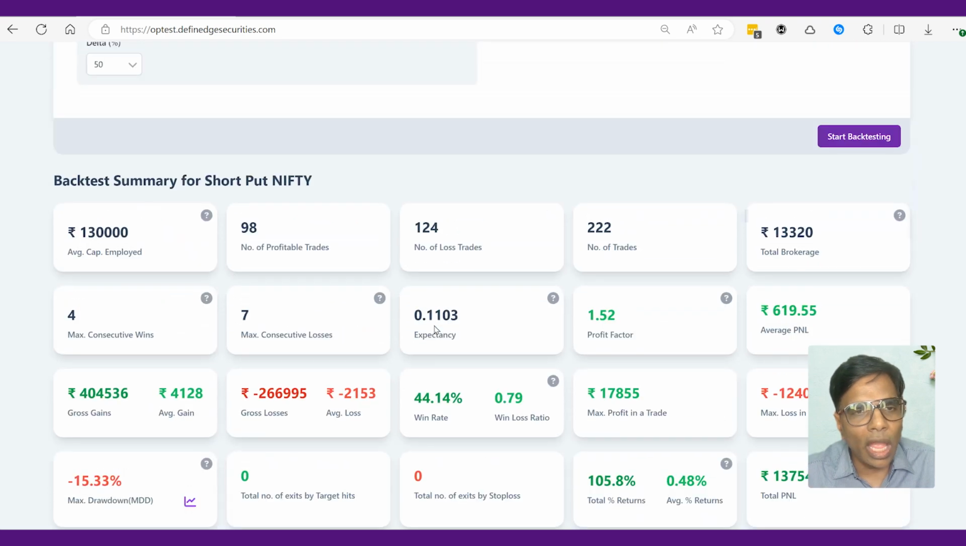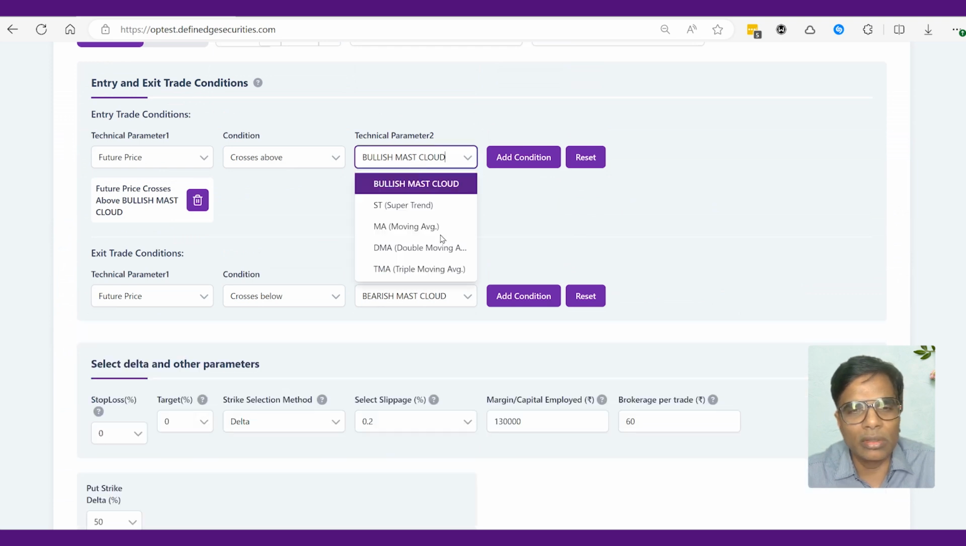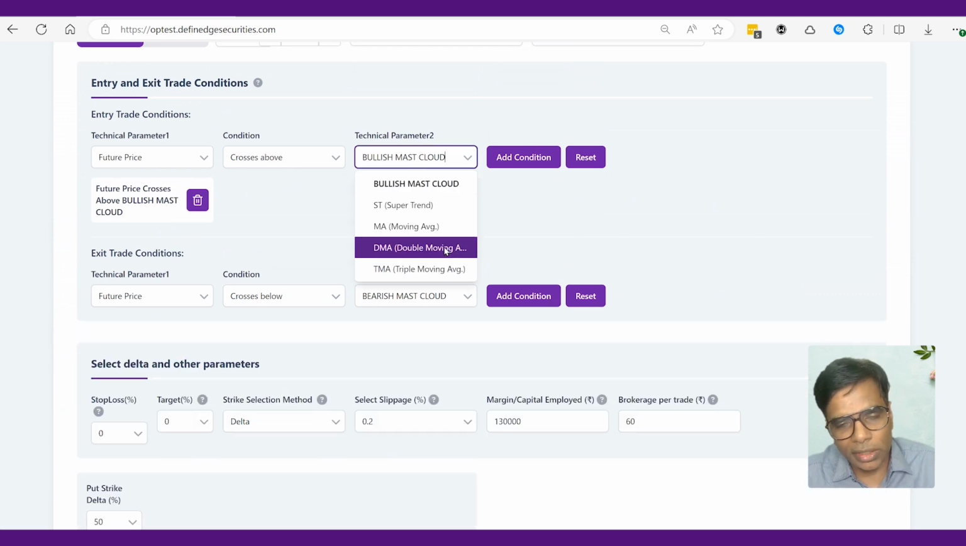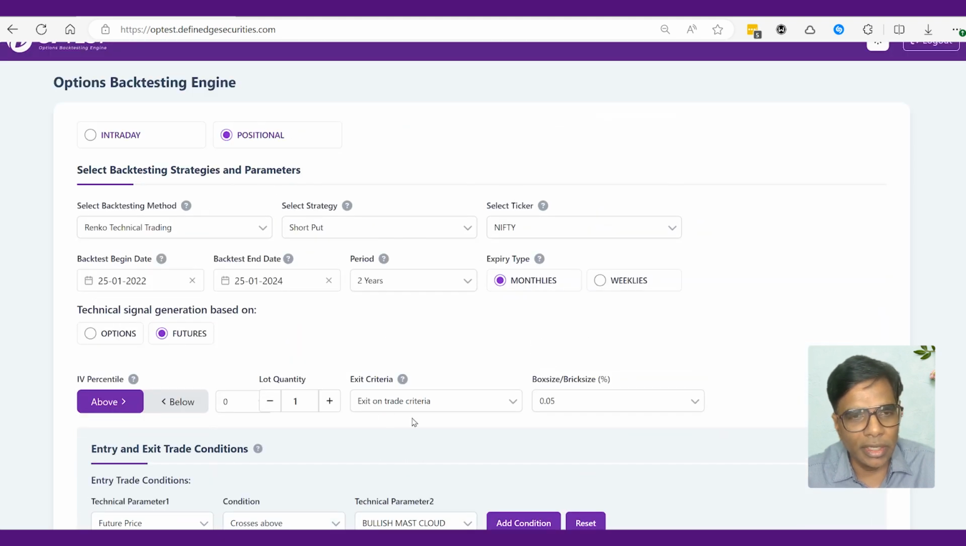Okay, so I hope you find this backtesting method useful, and not just this bullish MAST Cloud, there are other indicators that you can explore using the Renko charting system with different indicators and patterns in the positional as well as intraday.